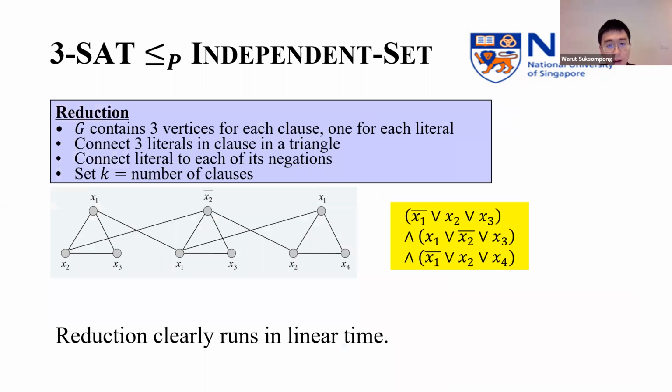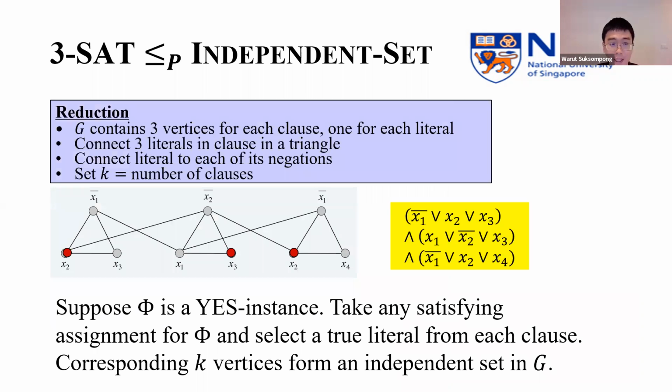Yeah, it's true for every single phi that's a yes instance. Suppose you're given a yes instance, so that means that there is a satisfying assignment. Say the satisfying assignment might set x2 to true, x3 to true, x1 to false, x4 to false, something like this. And we say that if there's a satisfying assignment like this, then in the converted instance of independent set, we can choose k vertices that form an independent set, by the argument on this slide.